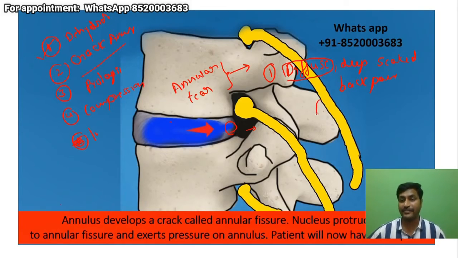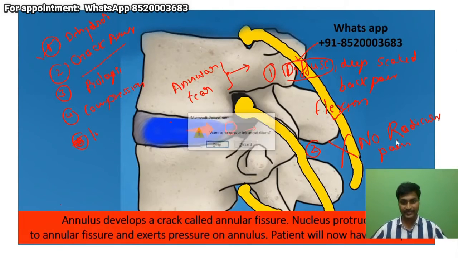And this pain will increase in flexion. So you have to identify this: diffuse, and the pain increases in flexion. Second, will the patient have radicular pain? No. At this point, the patient will have no radicular pain. Am I clear?